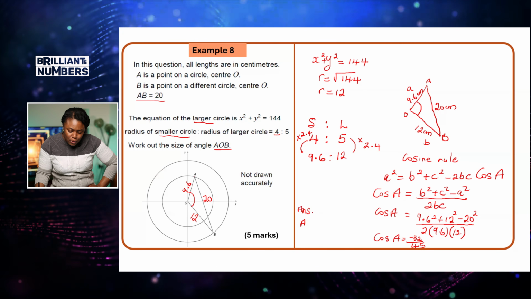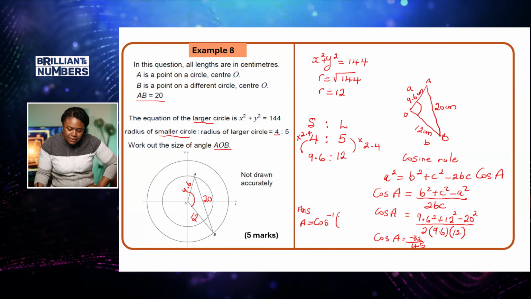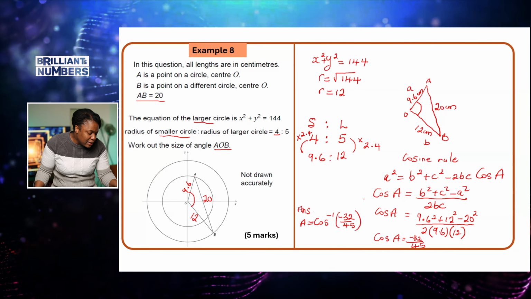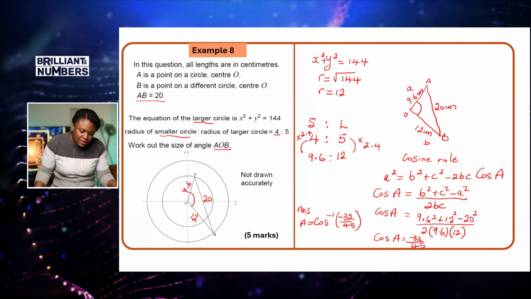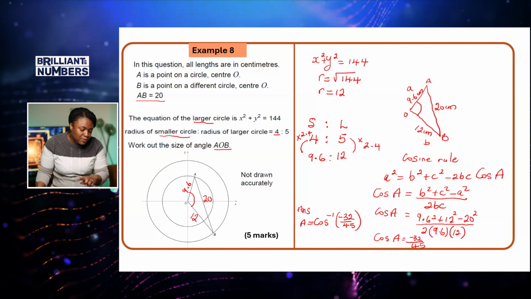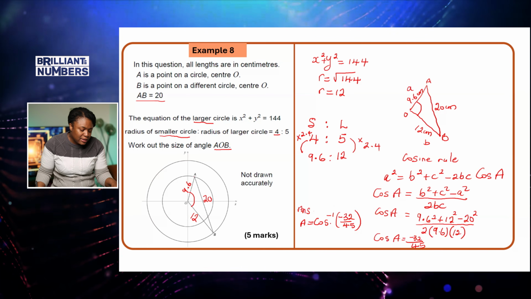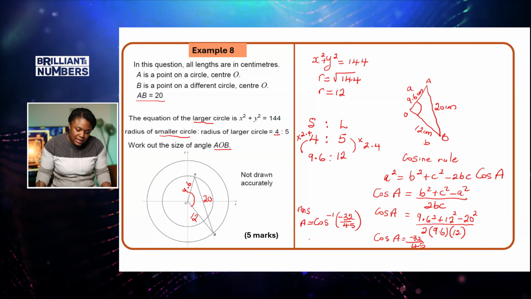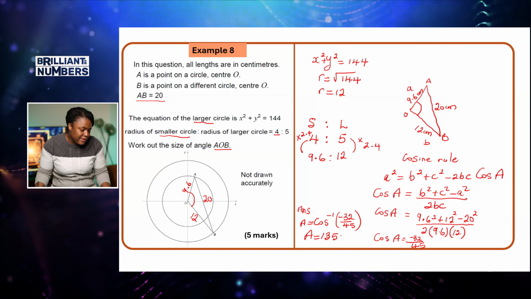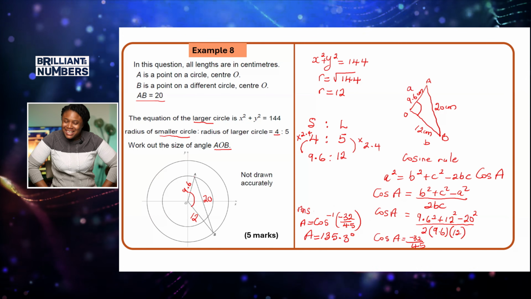So A would be equal to cos inverse of, put in bracket, minus 32/45. We put that in our calculator, and we're just going to get a final answer for that. So cos inverse, remember, press your second function, the cos inverse function will come up, and then we enter minus 32/45, and that gets me the angle A is 135.3 degrees to 1 decimal place.